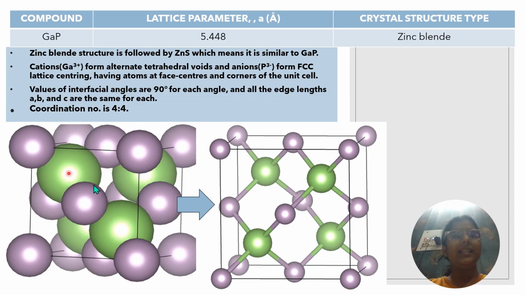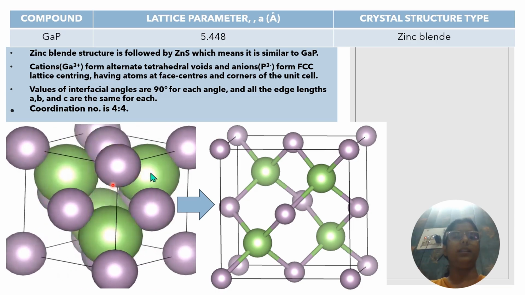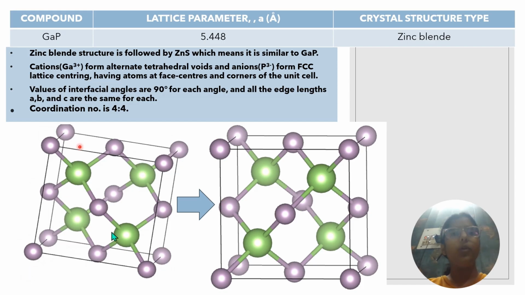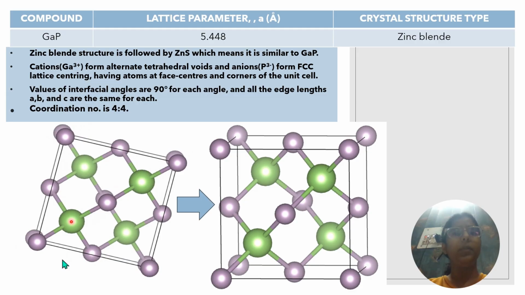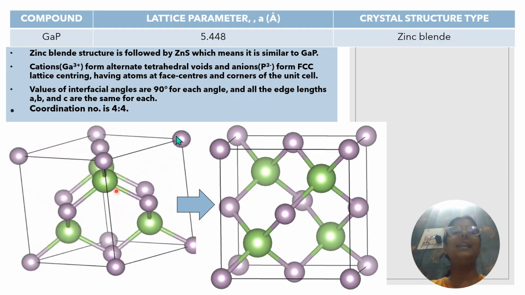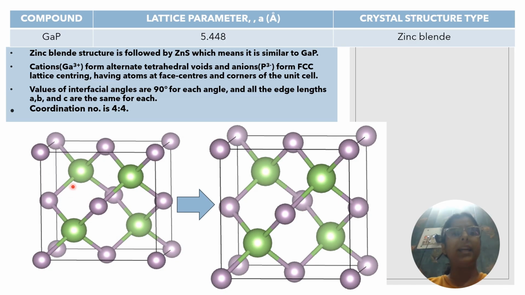So we can see that this corner and these 3 make a tetrahedral in which the gallium atom is present. Now we can clearly see this is present in the tetrahedral void. Now we can see that there is no gallium in the alternate one. Then again gallium is present in the one below, there is no gallium, but in the alternate one there is gallium. So of the 8 tetrahedral voids, 4 tetrahedral voids are occupied by gallium cations.